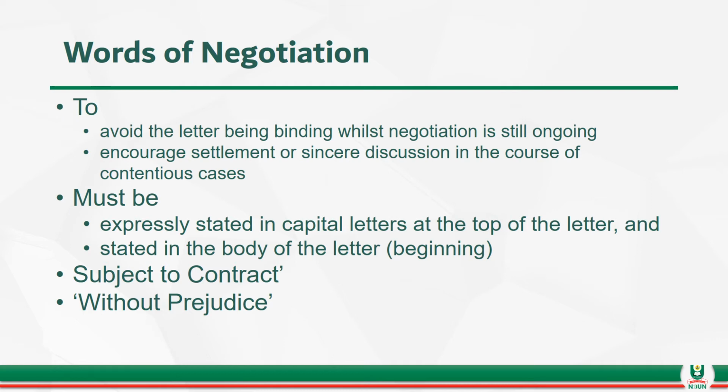So there are two major ones. There is subject to contract, meaning we are still negotiating. And then there's without prejudice, meaning I am just talking to you, I'm discussing with you in writing, but you cannot tender this letter in evidence. If you use any of these two phrases, you must state it in capital letters at the top of the letter, and then you must also refer to it in the body of the letter.